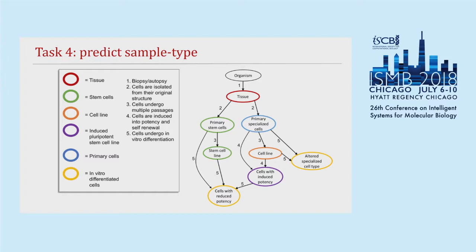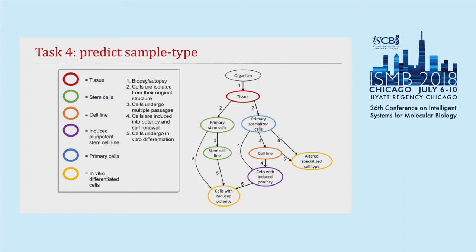In that case, there's ambiguity as to whether the scientists started with stem cells and differentiated them into fibroblasts, or whether they started with fibroblasts and induced them into potency, thereby creating an induced pluripotent stem cell line. And so for that reason, we found this to be an important task.